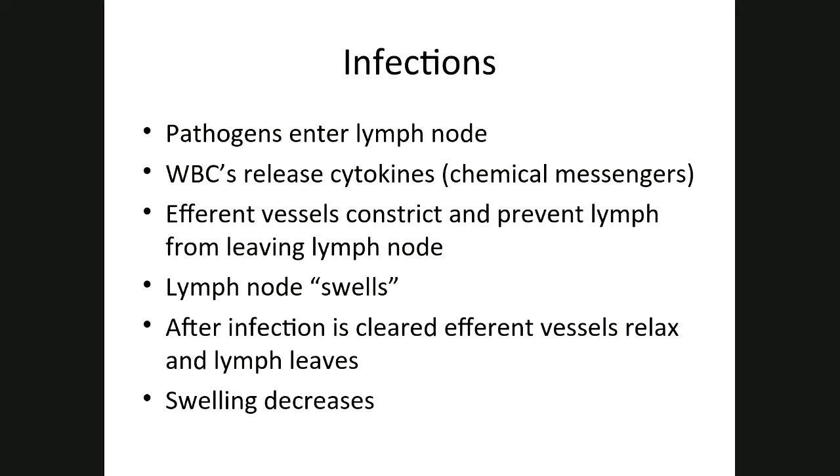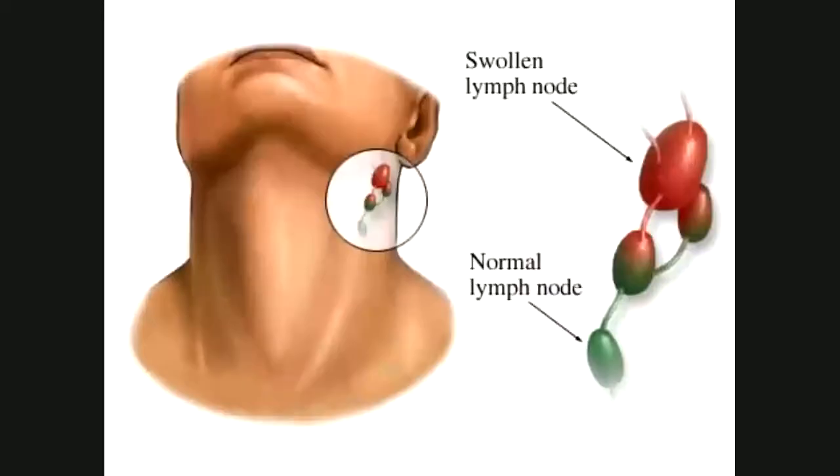It would be like this. So there's a swollen lymph node. And what happens is when it swells, it closes off the exits. So the fluid gets trapped in here. Not only does the fluid get trapped, but so do the pathogens, trapped in here with all of those white blood cells that are located here.